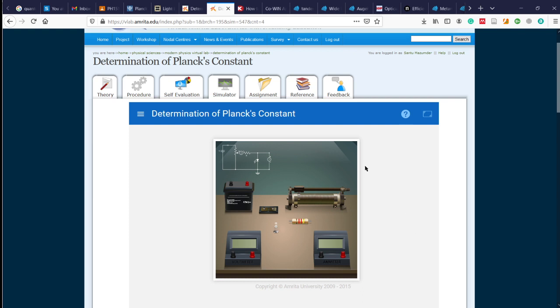So as you can see here, we have the experimental setup for the determination of Planck's constant, and this is in the platform of virtual lab. So we have the experimental setup. Before going through the experiment, we will look at the theory first. And for the theory, we have to determine the Planck's constant. So let's see what the Planck's constant is all about.